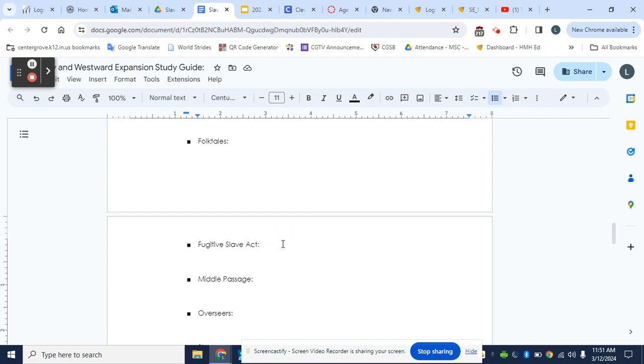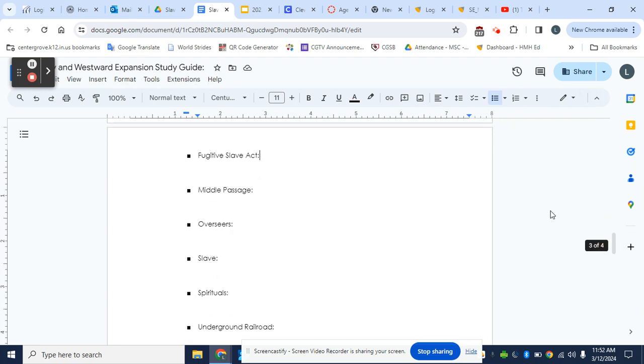The next vocabulary word for the slavery section is the Fugitive Slave Act. Now, we'll talk a little bit more about the Fugitive Slave Act when we talk about sectionalism after this test. But what you need to know for this test is that it was a law that made it a crime to help runaway slaves, and it allowed for the arrest of escaped slaves in areas where slavery was illegal. And it required the return of escaped slaves to their slave holders.